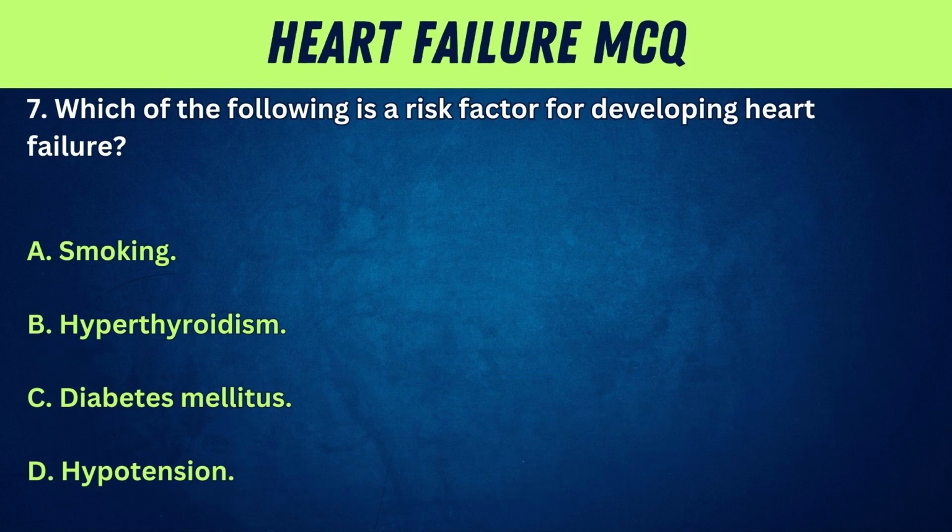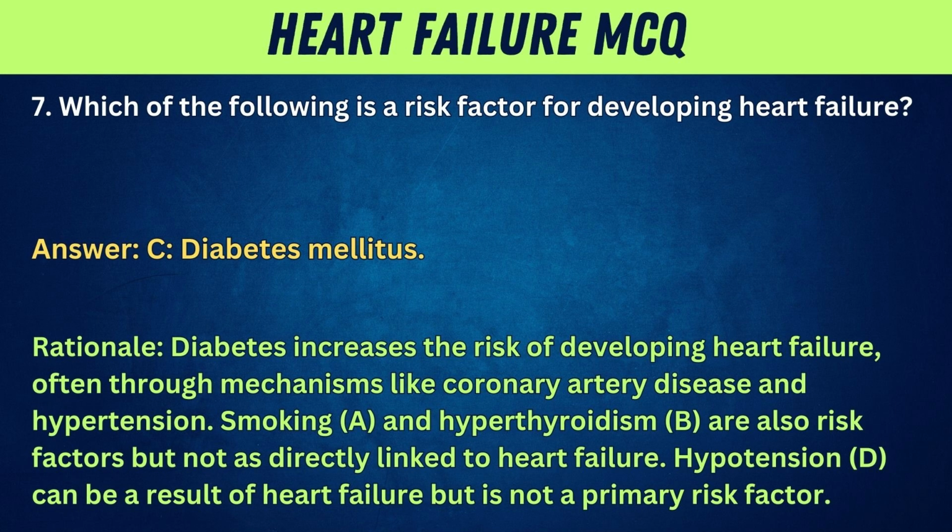7. Which of the following is a risk factor for developing heart failure? A. Smoking. B. Hyperthyroidism. C. Diabetes mellitus. D. Hypotension. Answer: C. Diabetes mellitus. Rationale: diabetes increases the risk of developing heart failure, often through mechanisms like coronary artery disease and hypertension.